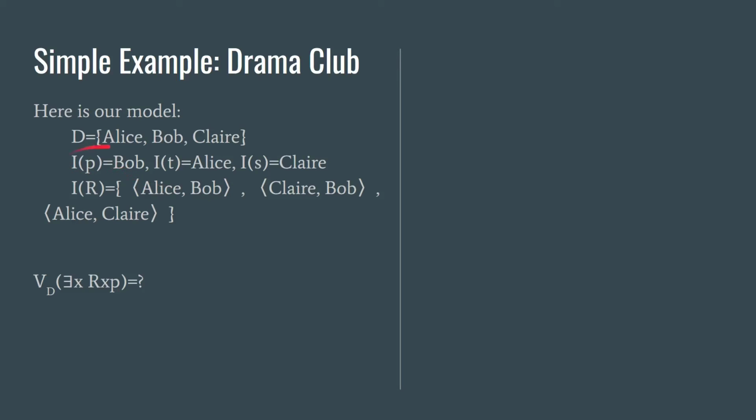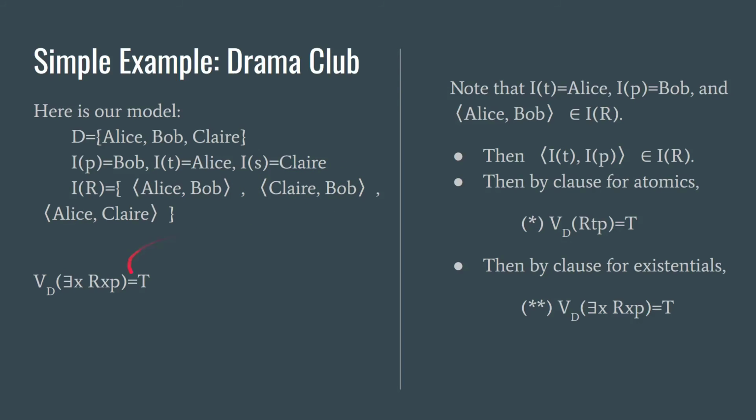So how are we interpreting the word P? We're interpreting that as Bob. So we want to look at the set of ordered pairs here and ask ourselves, is there a pair in which Bob is the second item? And the answer is yes. Both of these pairs satisfy it. For the existential quantifier, we only need one, but having two is fine as well. So this comes out true.